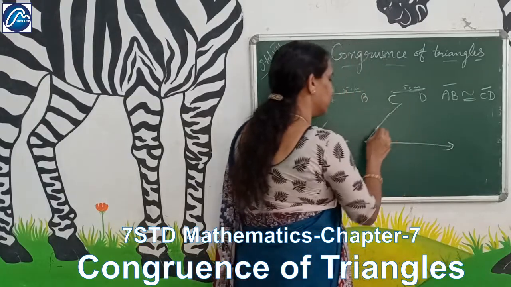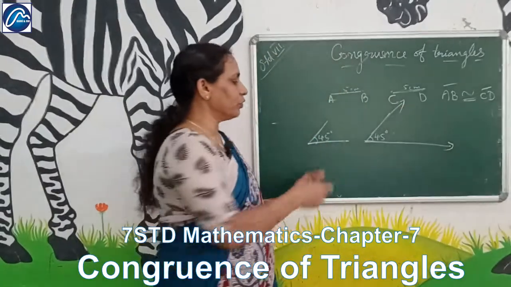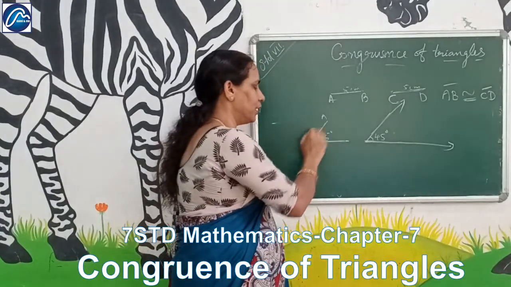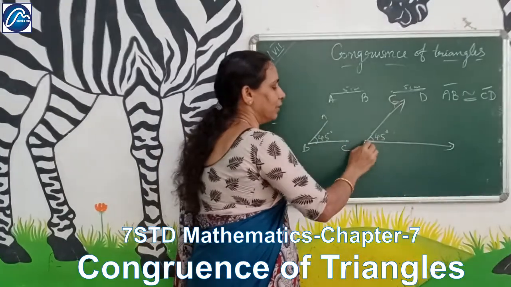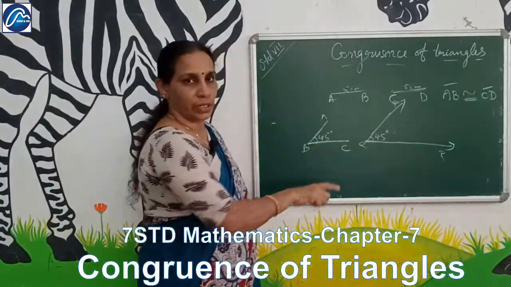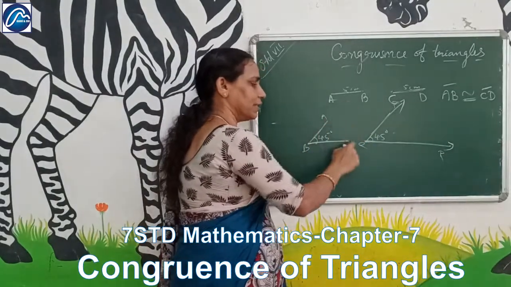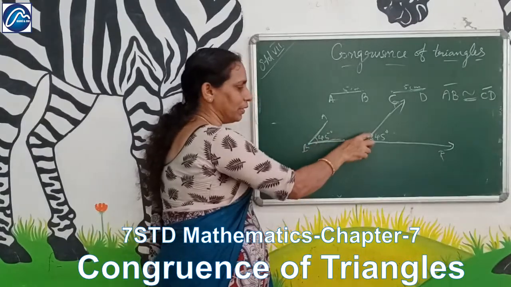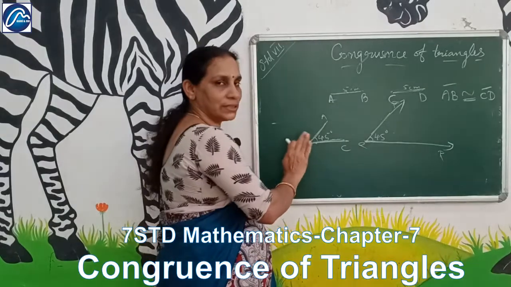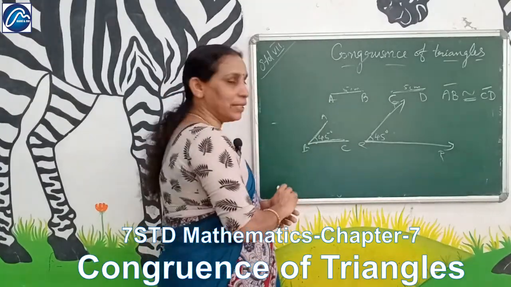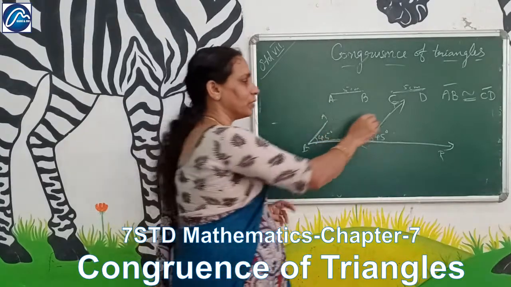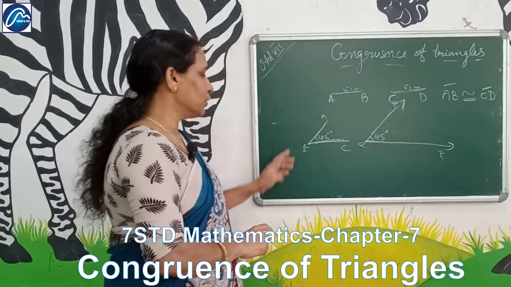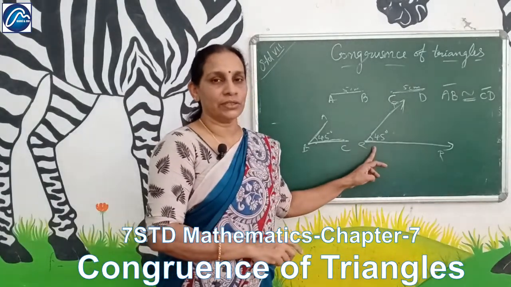When you cut this and keep it over this, angle ABC will be overlapped on PQR. One will extend further, but this portion will be overlapped. It will look the same when placed over it. So we are looking at the angle's measure. We are not considering the length of the arms.